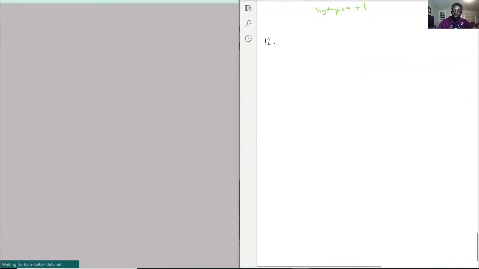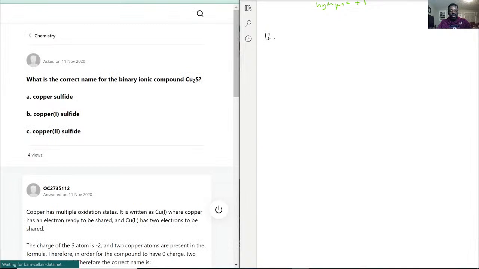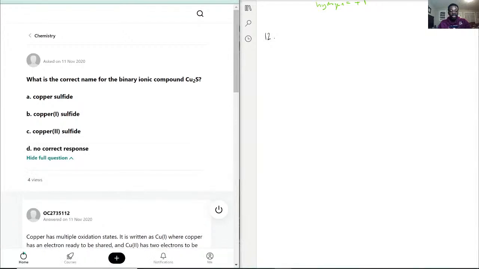Okay, so we have, what is the correct name for the binary ionic compound Cu2S? So binary just means it's composed of 2 things, just so you don't get confused by that. So correct name for Cu2S. So there's a little bit of a trick here, okay?